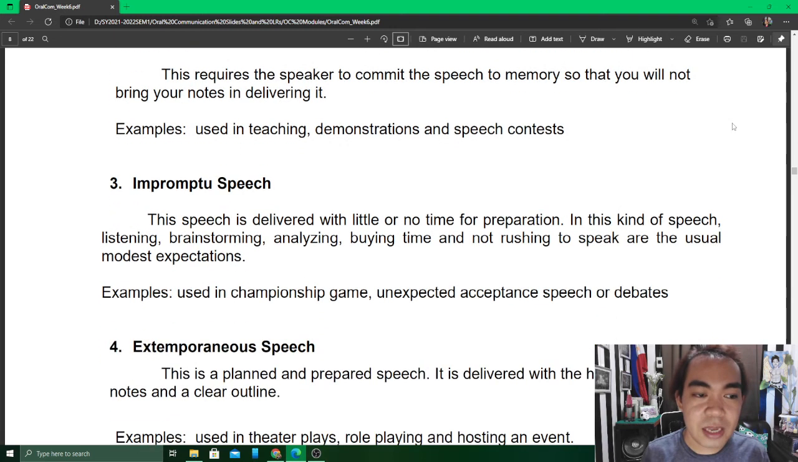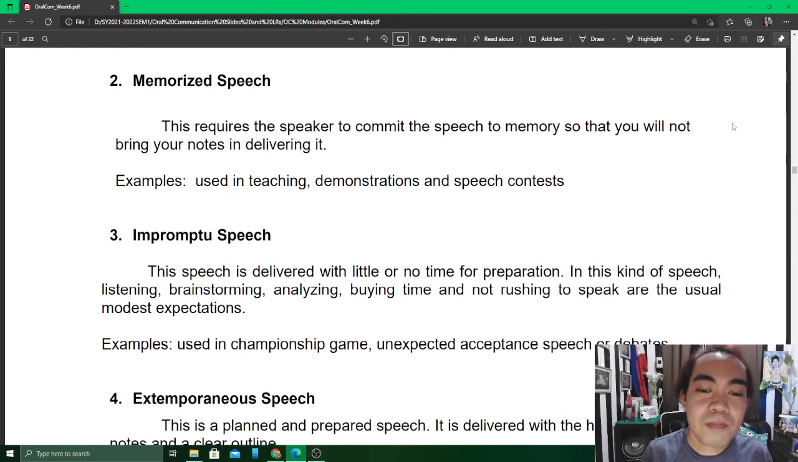Memorized speech, on the other hand, requires the speaker to commit the speech to memory so that you will not bring your notes in delivery. Ang iniya, wala kang gina-expect na basahon. Dapat babilin siya sa imong memorya, masaulo mo siya before you do it in speech.